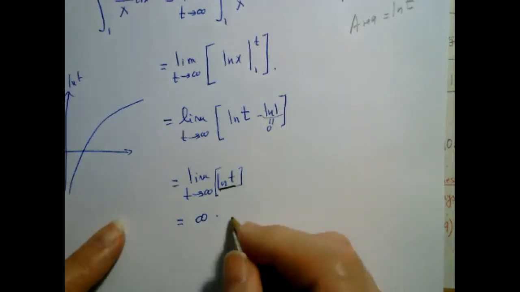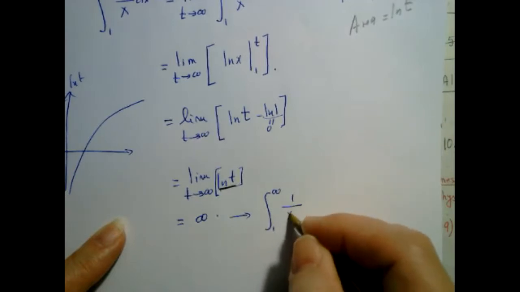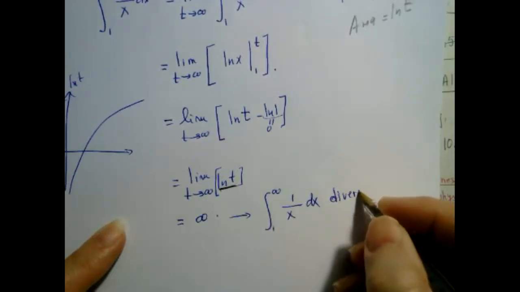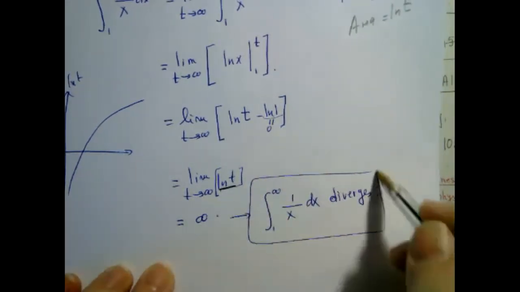So what can we say? It means that the integral diverges. If the limit does not exist as a finite number, then in this case we say that the integral diverges.